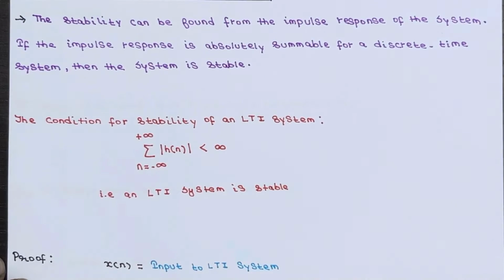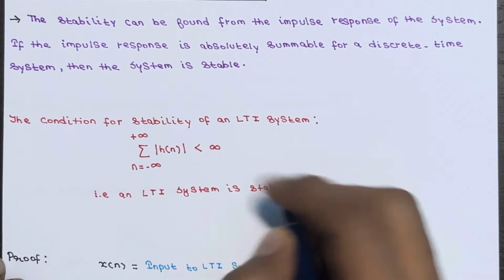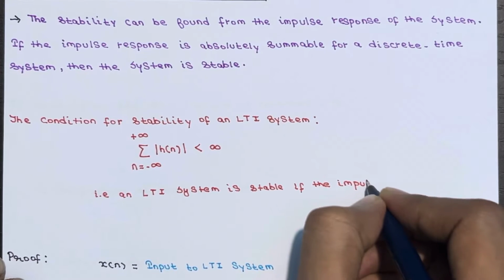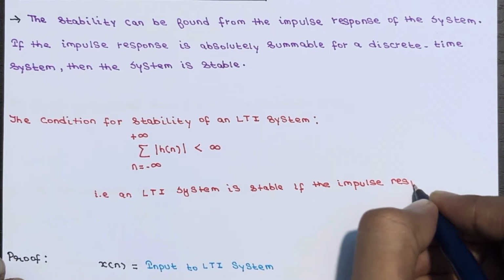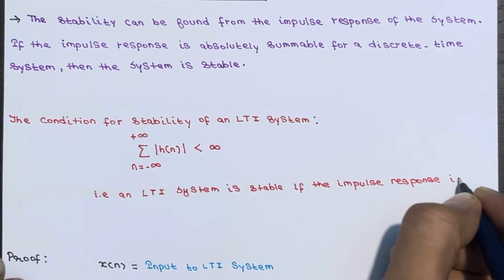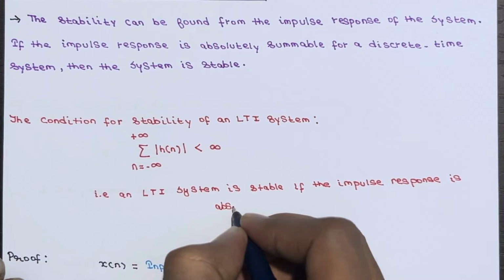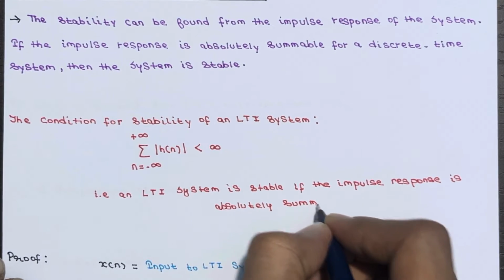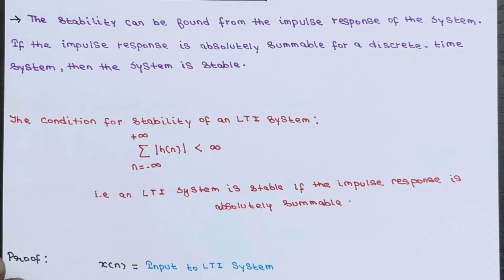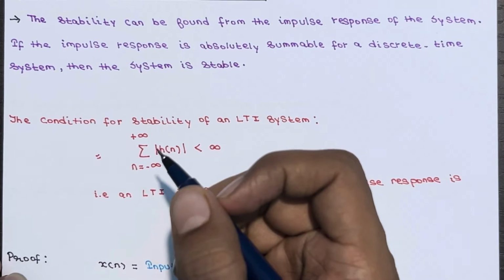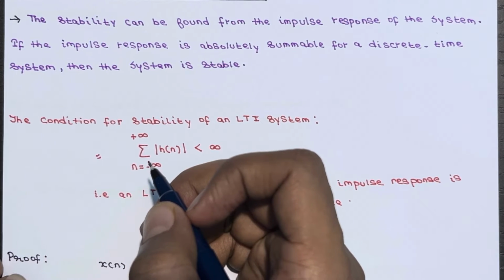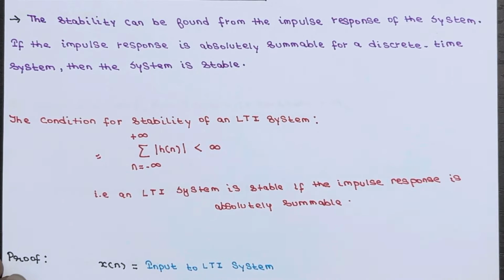An LTI system is stable if the impulse response h of n is absolutely summable. If it is absolutely summable, then we can say our LTI system is a stable system. So this is the condition. We get an impulse response when the input is an impulse signal.